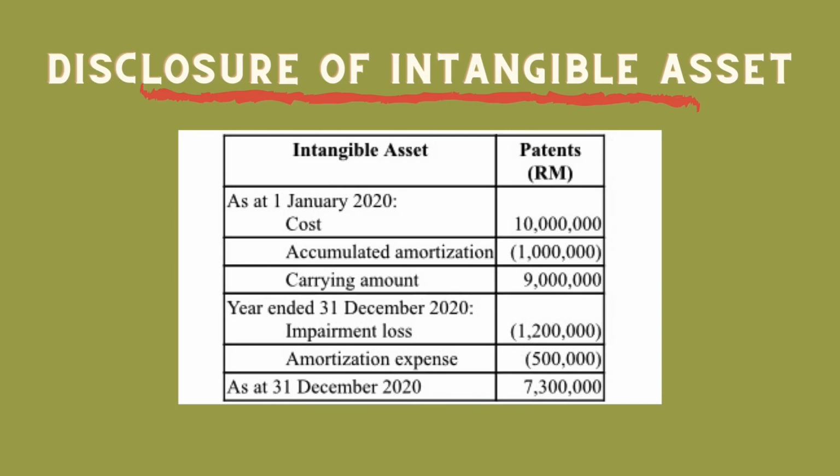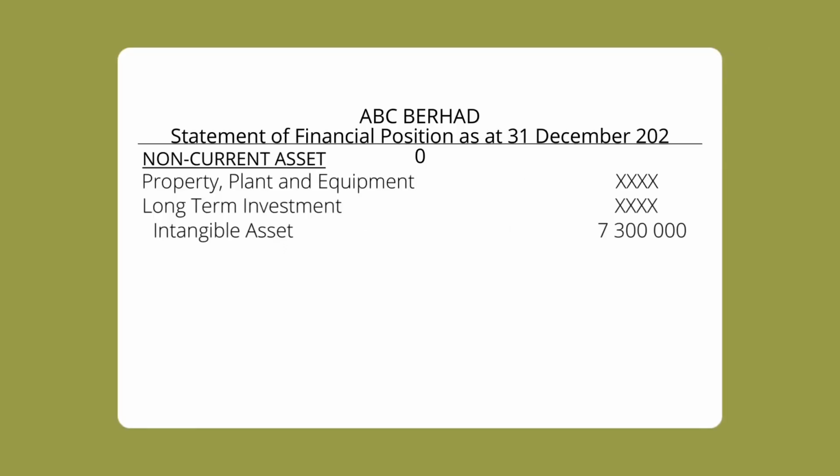Lastly, disclosure of intangible assets. At the beginning of the year, the carrying amount will be calculated by subtracting the accumulated amortization from the cost. At the end of the year, the impairment loss and the amortization expense will be deducted to find the amount that should be disclosed in the statement of financial position and the statement of profit or loss as shown here.